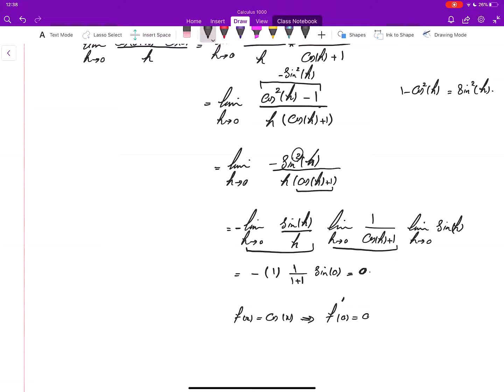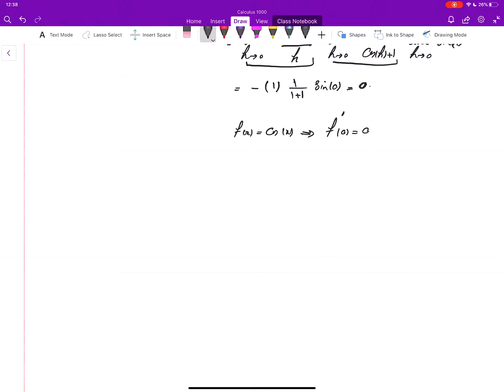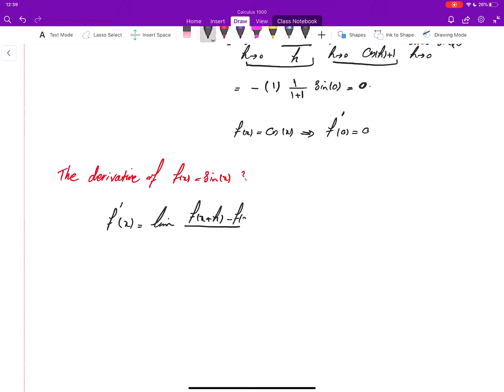Very nice. Well, these were just derivatives at 0. How about at a general point? So the derivative of f of x equals sine of x at a general point. What about this one? Let's just check that. We are trying to find f prime at x. Then this needs to be found: f of x plus h minus f of x over h as h approaches 0.